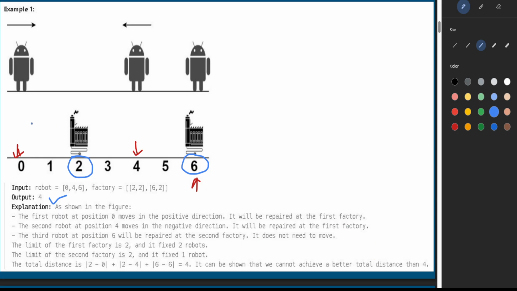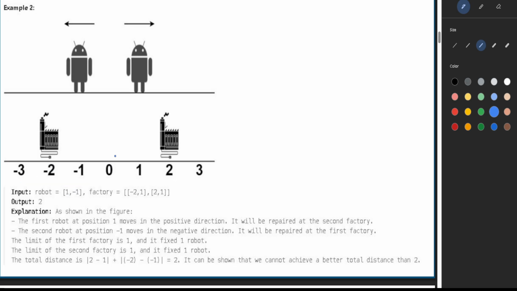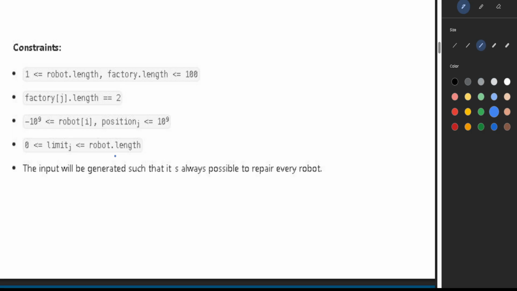Let's suppose the very first, we calculate the distance from here to here. For this robot it's 2, so 2 plus 2 is 4, and for this one, because it goes to this factory, 6 minus 6 is nothing but 0. So the total comes to 4 as the answer. We'll try to understand these examples in more detail, and this is the constraint we have been given.